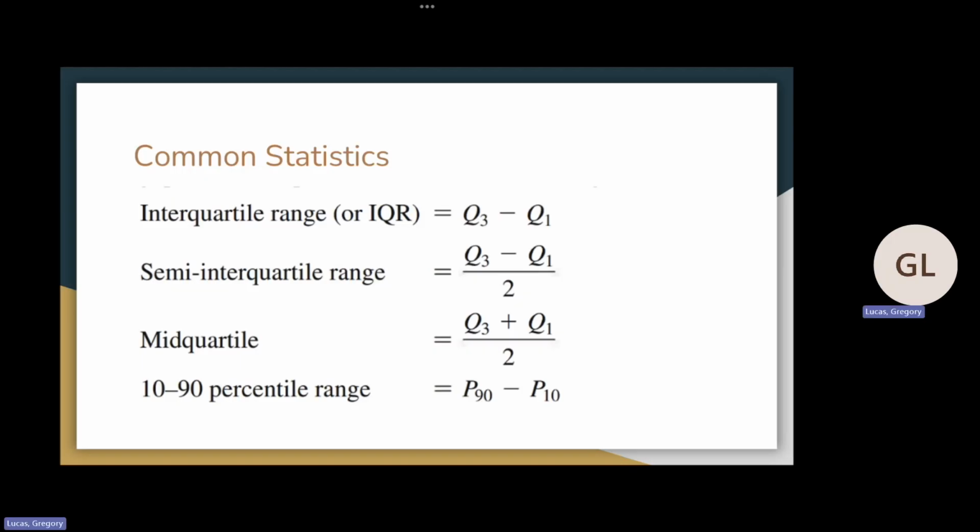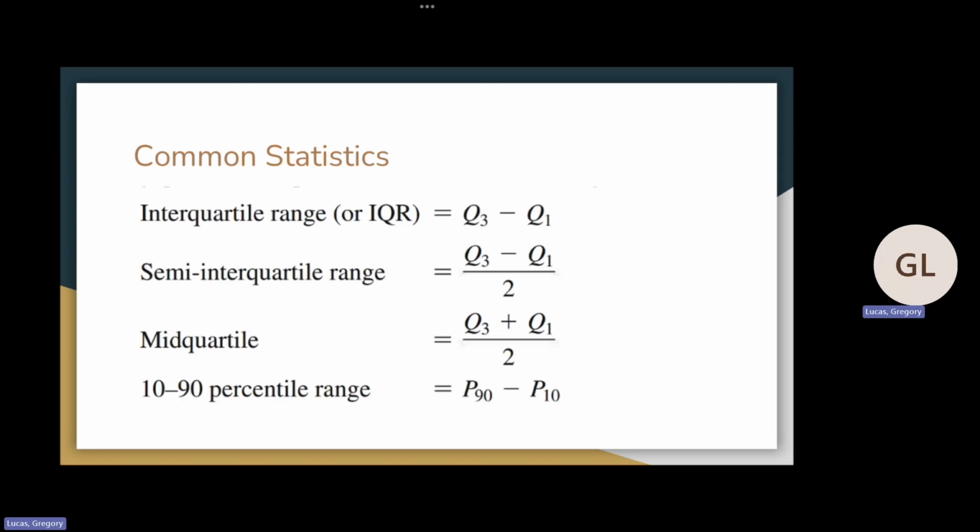Mid-quartile is the same thing. Instead of subtracting it to find the difference, we're just adding them together and dividing by 2. And then another common one is the 10/90th percentile range. We take whatever value is at the 90th percentile, take whatever value is at the 10th percentile, and go ahead and subtract those.